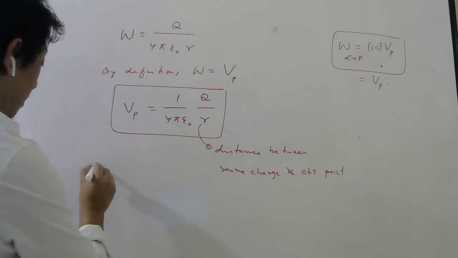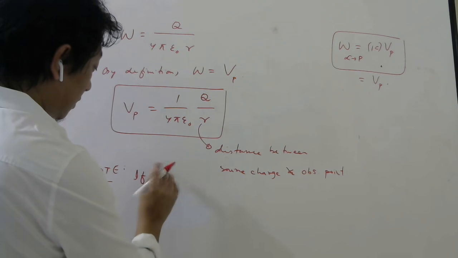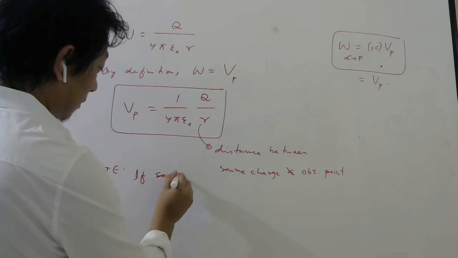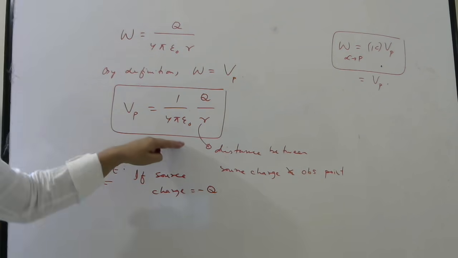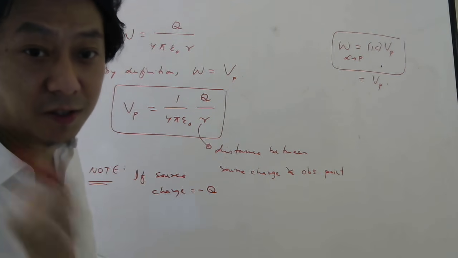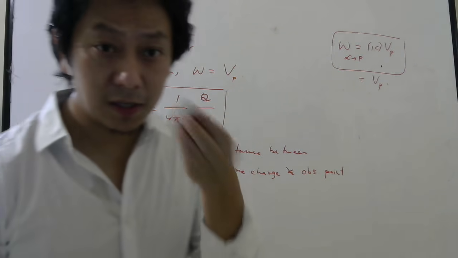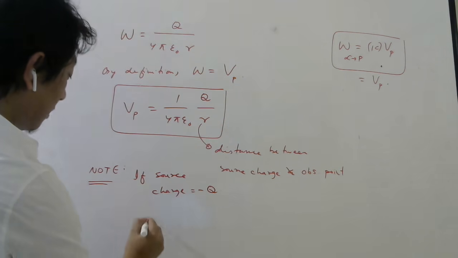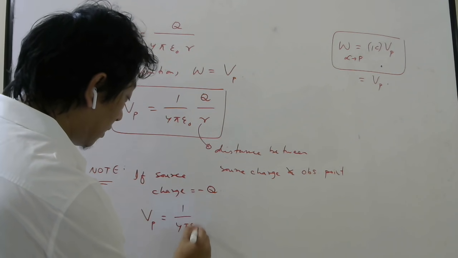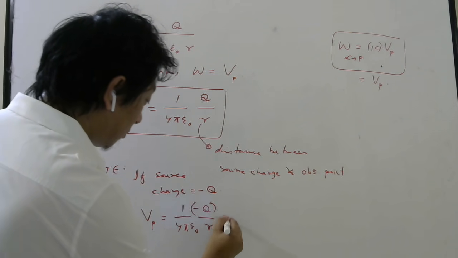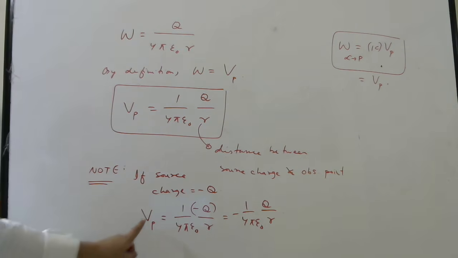Now note a few very important things. This much is the derivation, this is the end of the derivation. If you stop here, you will get 5 marks. Now some extra things I am telling, which are very important. If the source charge is minus Q, then while writing the potential at point P, you have to write 1 by 4 pi epsilon naught, minus Q by R. That means it will be minus 1 by 4 pi epsilon naught Q by R. That is because potential is a scalar quantity.